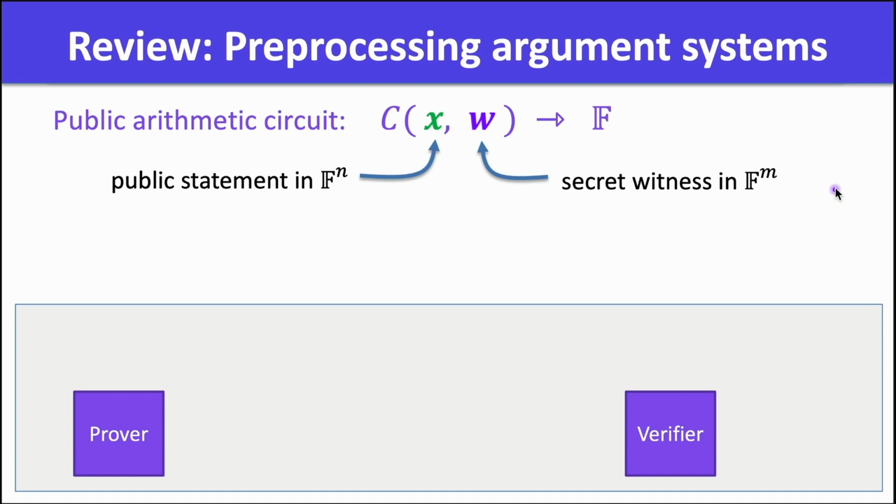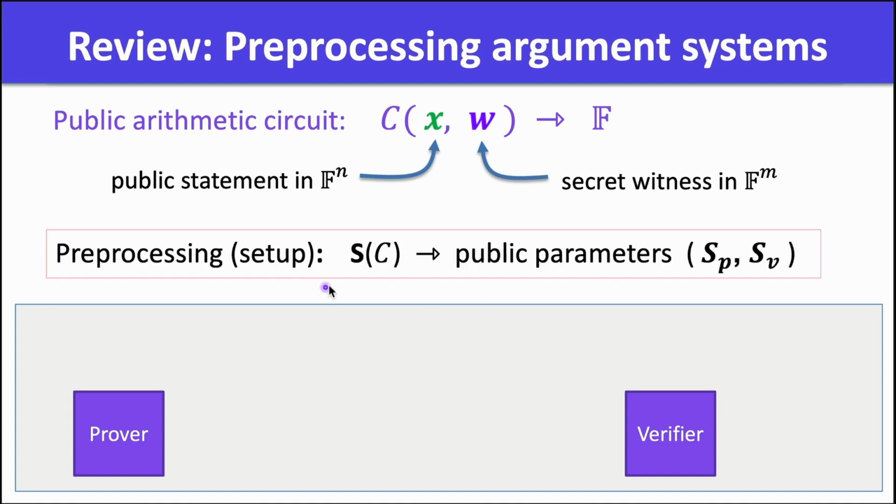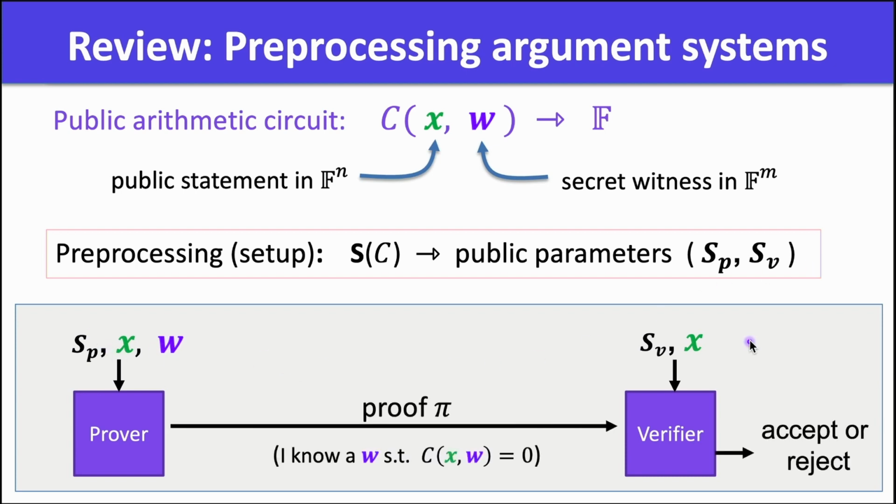Now, in a pre-processing argument system, the first thing that happens is we pre-process the circuit C. So we have this setup algorithm that takes a description of the circuit C as input and outputs these public parameters. There are parameters for the prover and there are parameters for the verifier. Then the prover and the verifier both take some inputs. And what the prover will do is produce some sort of a proof pi that says, I know some witness w that makes C(x, w) equal to 0. And the verifier then decides either to accept or reject this proof just using the statement x. Again, recall, the verifier has the statement x but not the witness, whereas the prover has both x and the witness.